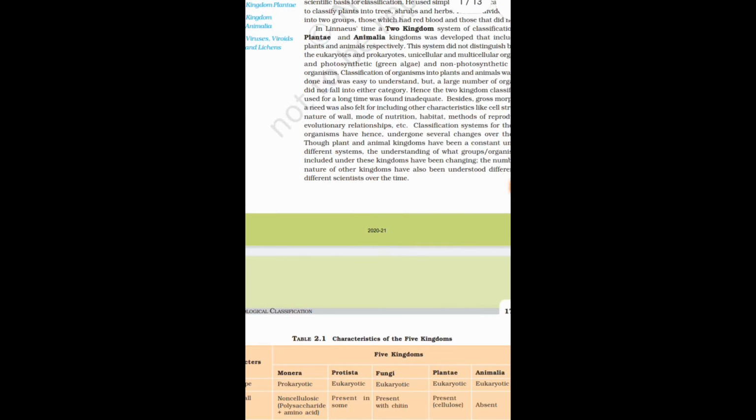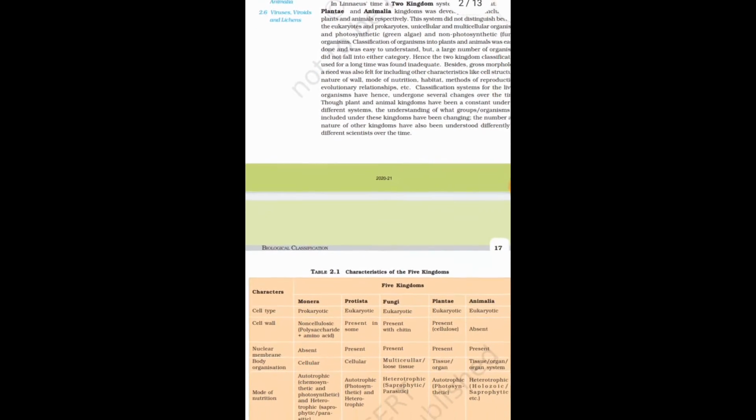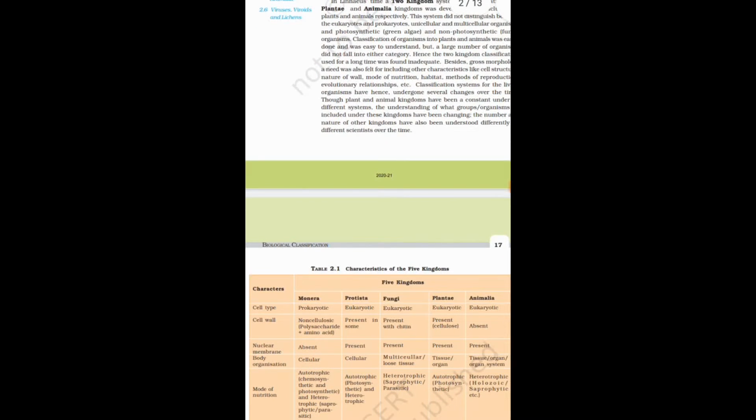Table 2.1: Characteristics of the five kingdoms. Cell type: prokaryotic in Monera, eukaryotic in Protista, eukaryotic in Fungi, eukaryotic in Plantae, and eukaryotic in Animalia. Cell wall: non-cellulosic polysaccharide plus amino acids in Monera, present in Protista, present with chitin in Fungi, present with cellulose in Plantae, and absent in Animalia.